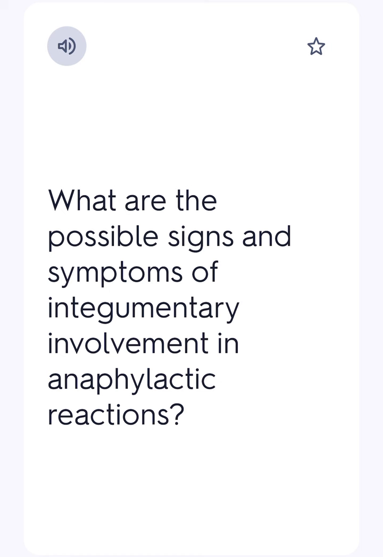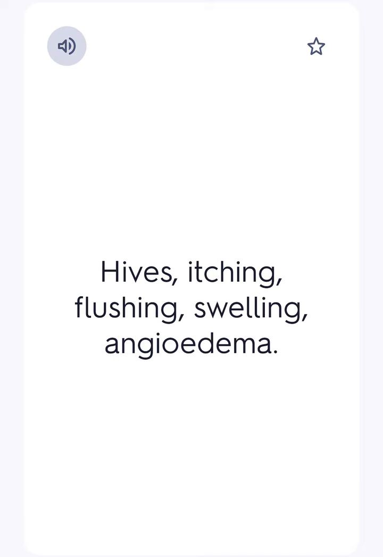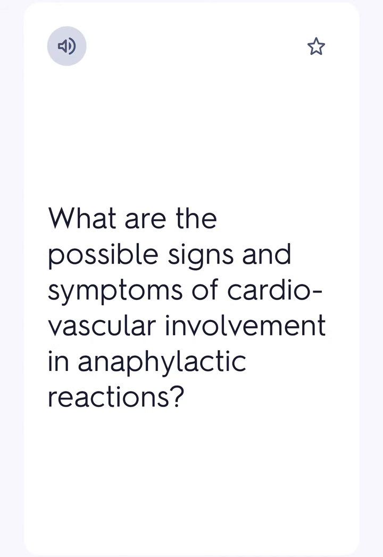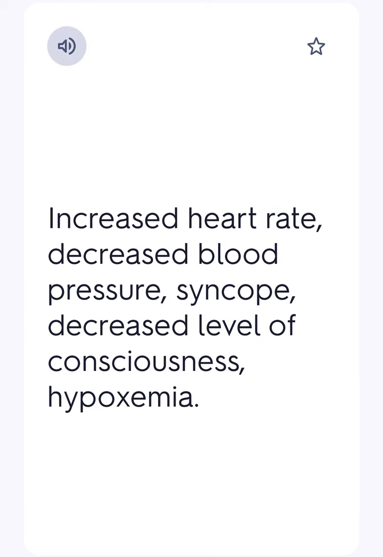What are the possible signs and symptoms of integumentary involvement in anaphylactic reactions? Hives, itching, flushing, swelling, angioedema. What are the possible signs and symptoms of cardiovascular involvement in anaphylactic reactions? Increased heart rate, decreased blood pressure, syncope, decreased level of consciousness, hypoxemia.